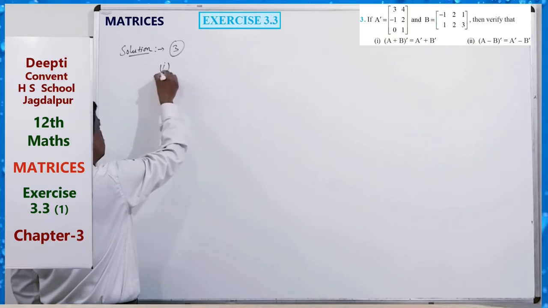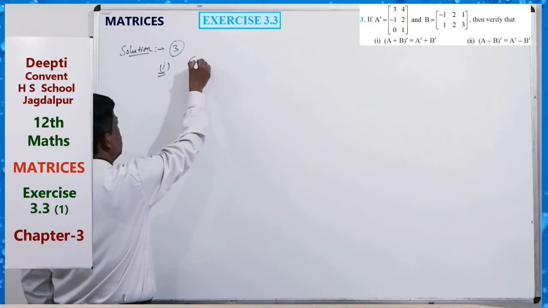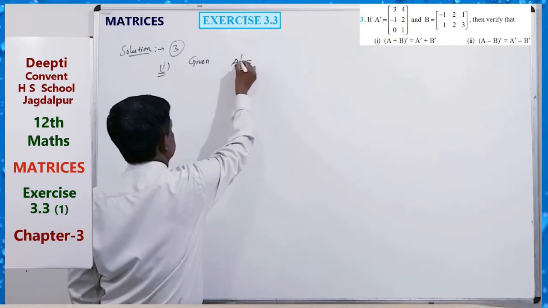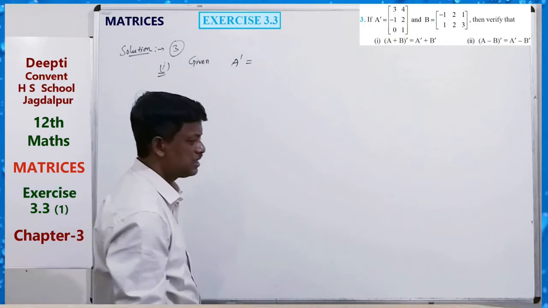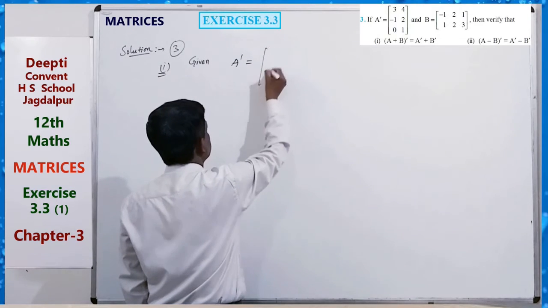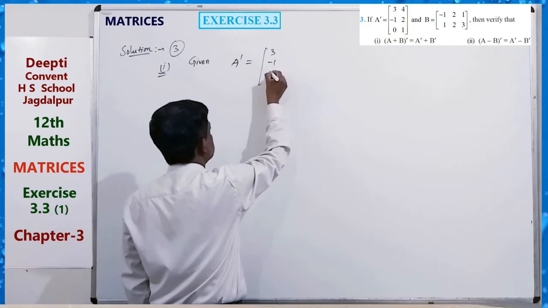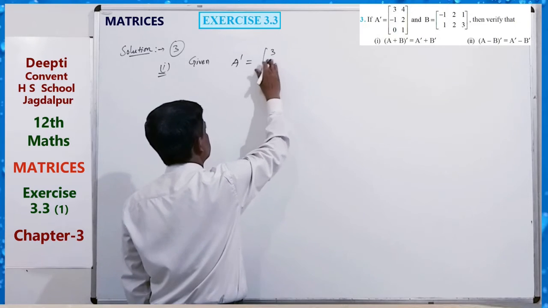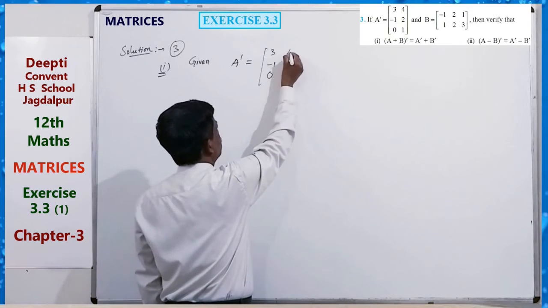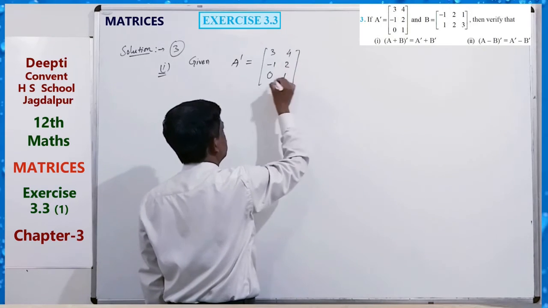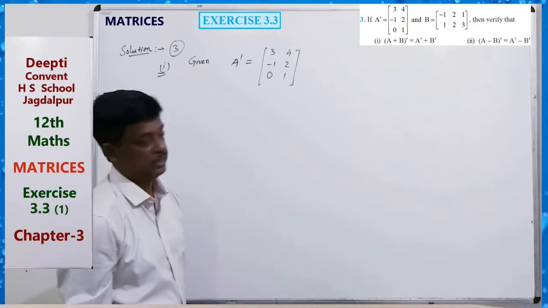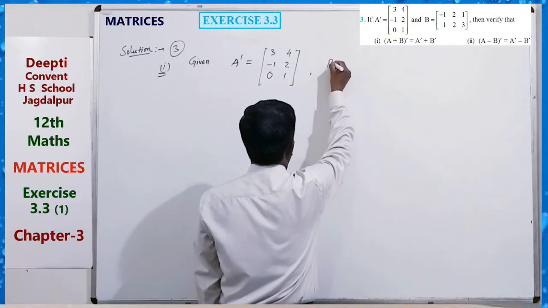First, given A dash equals 3, minus 1, 0; 4, 2, 1. This is a given 2 by 3 matrix. A dash is given and also B is given.